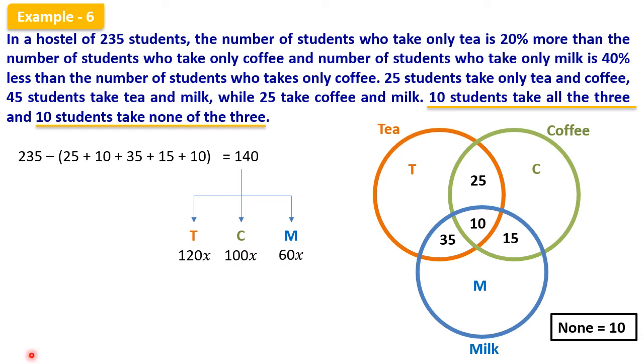Now if we add this 120x plus 100x plus 60x, we can make the total equal to 140. Well, we can first of all reduce the ratio to 6:5:3. Now if we do the addition of these 3, that is equal to 140. From this x can be found out, which comes out to be 10. If x is equal to 10, only tea takers are 60, only coffee takers are 50 and only milk takers are 30. So I will fill it with these values in the Venn diagram. Now we got all the values inside the Venn diagram and we can very well answer the question whatever is asked.